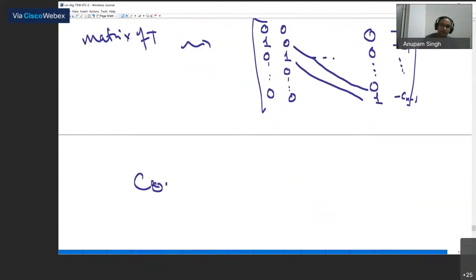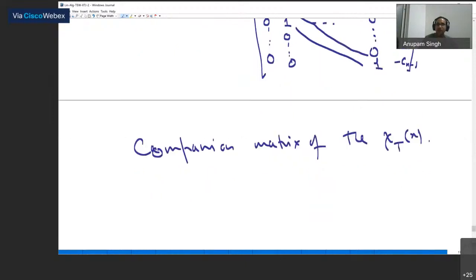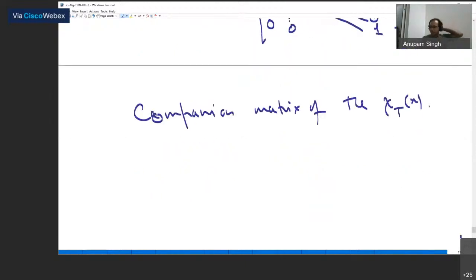So this turns out to be the companion matrix of the characteristic polynomial, right? So this is what happens. The significance of finding a cyclic vector is that you can actually write the linear transformation on that subspace as its companion matrix. Let's try to apply this to get the Jordan canonical form.